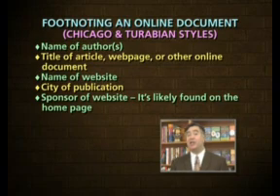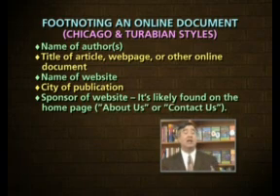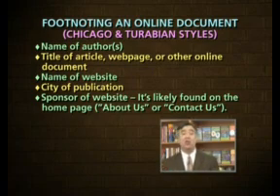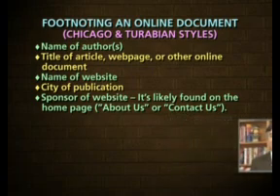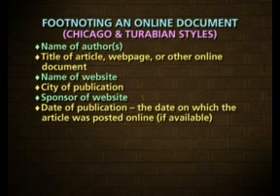The home page or index page, again, is likely to indicate the name of the sponsor. To find it, you might have to click on a link with a name like About Us or Contact Us, which would then take you to a page that explains who created and sponsored the site. Next, the date of publication. This is the date on which the article was posted, if available.